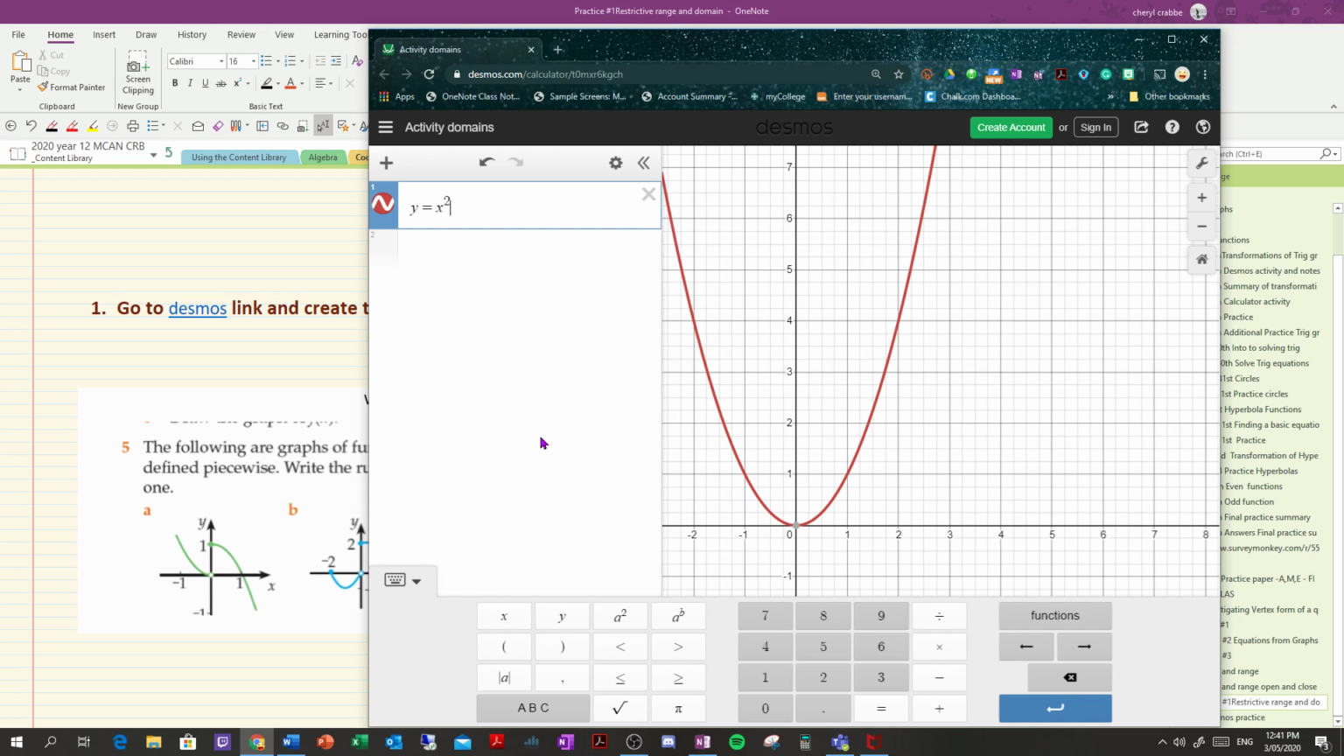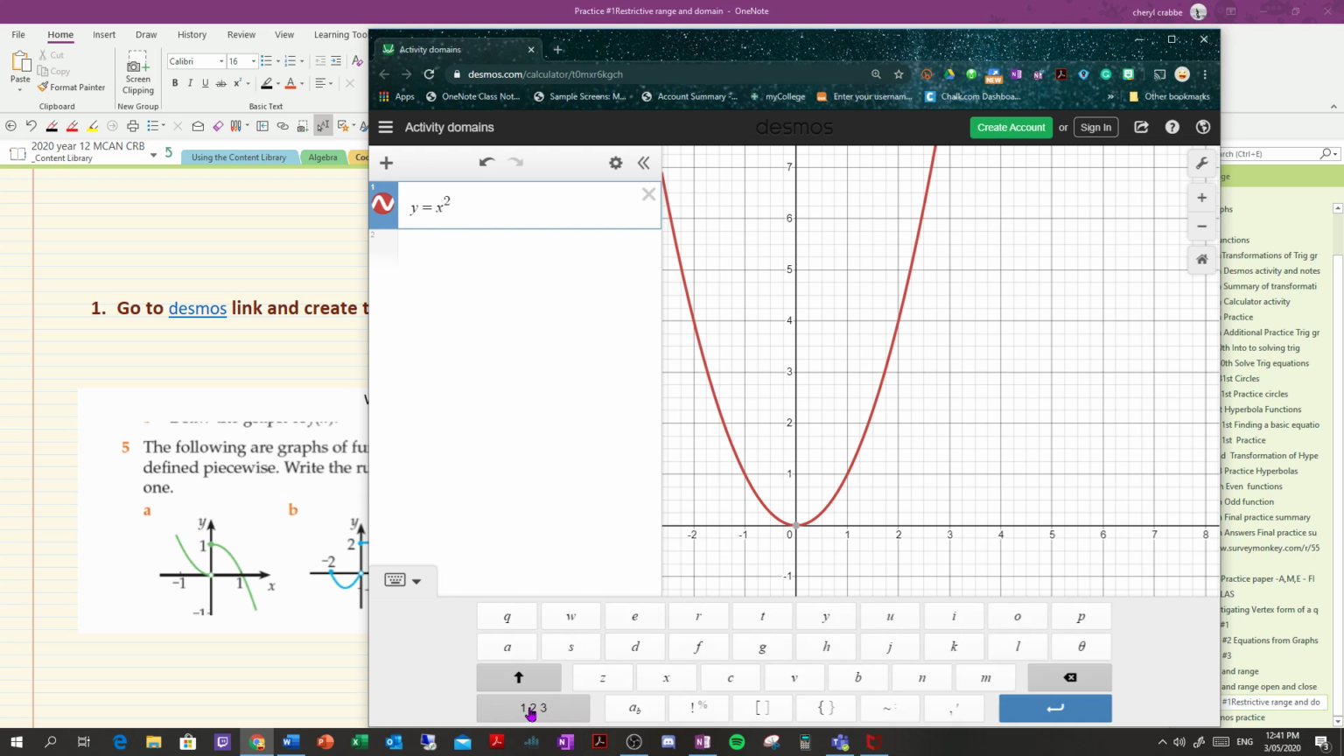So let's just assume that that's the first section of the piecewise graph on the left-hand side here, okay? Now, how do we restrict, let's just talk about the domain in this case. How do we restrict the domain for this section so that we can get it to look like that? So we're going to use these brackets in Desmos. If you are doing this by hand, then you don't need these brackets, but we're going to be using Desmos, so let's just get used to that.